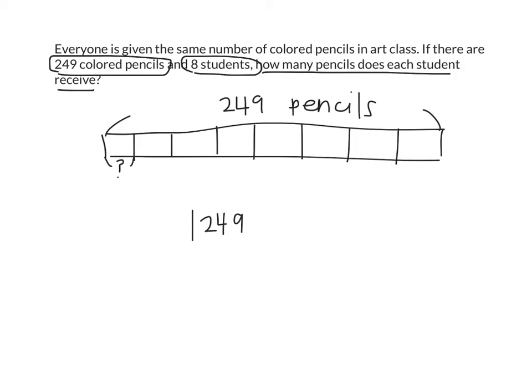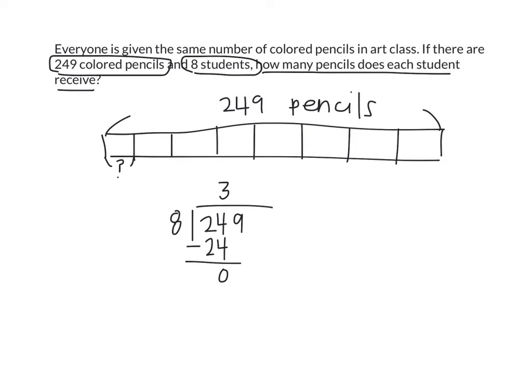Okay, so we have to do 249 divided by 8. What's going to be our first real division problem? 24 divided by 8. But it's 24 tens. Good. If I have 24 tens and I divide it by 8, how many tens do I have altogether? 3. So I'm going to put a 3 in the tens place. 3 times 8 is 24, which means I have 0 tens left over.